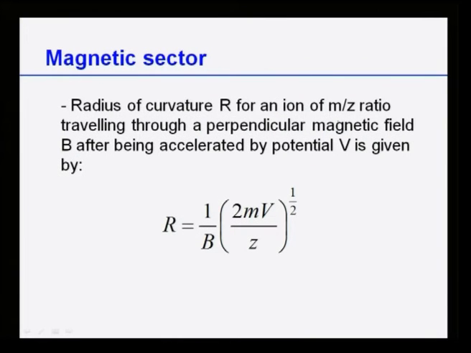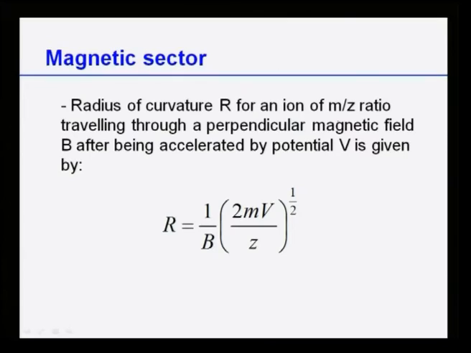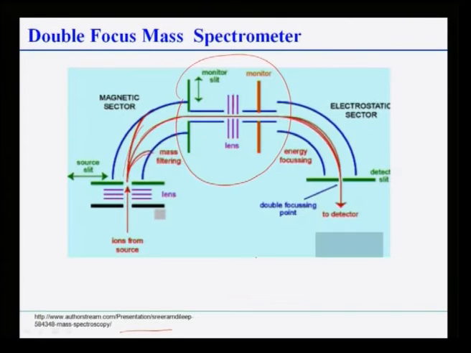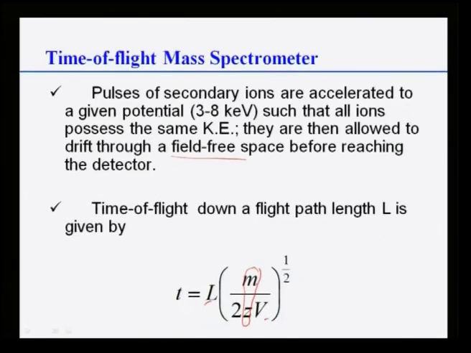I have talked about different magnetic focusing, like single or double magnetic focusing, or even quadrupole. Let me give you some idea about what radius of curvature means. How do the ions actually get curved? The radius of curvature of ions of a distinct m/z ratio traveling in a perpendicular magnetic field B, after being accelerated by a certain potential, is 1/B (2mV/z)^(1/2). So if B is constant, it depends on m/z. Ions travel at different radii, depending on m/z. That is what is used in this technique.